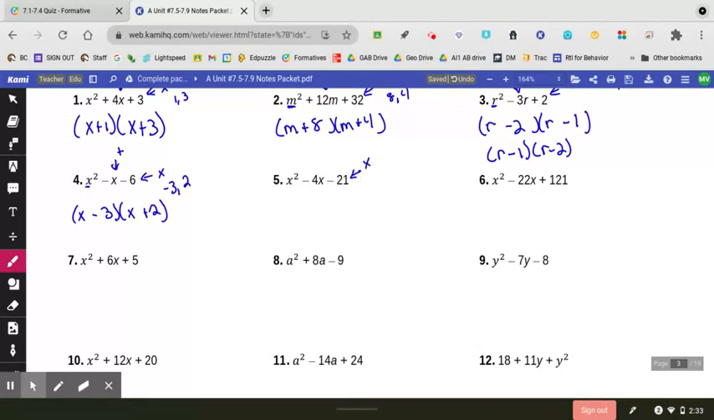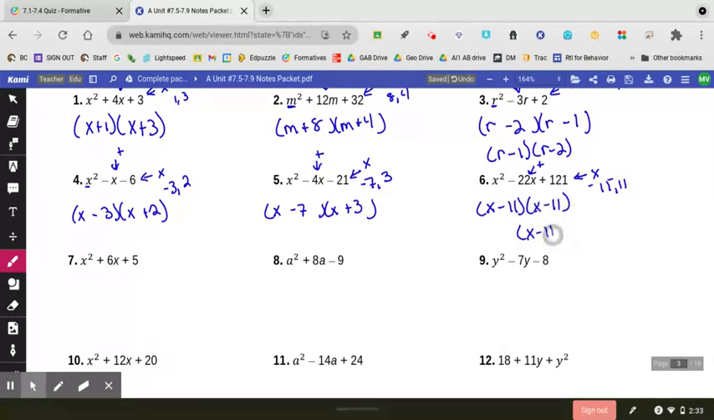Multiplies to be negative 21, adds to be negative 4. So that would be negative 7 and positive 3. So x squared is x and x. So it's minus 7 plus 3. Multiplies to be 121, adds to be negative 22. So 121 is really only 11 and 11. I want negative 22, so that's negative 11, negative 11. So it's x minus 11 times x minus 11, or you could write that as x minus 11 squared.